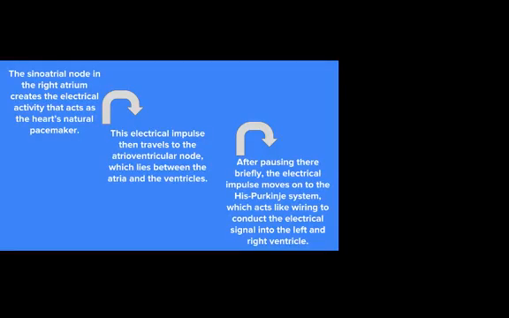The sinoatrial node in the right atrium creates the electrical activity that acts as the heart's natural pacemaker. This electrical impulse then travels to the atrioventricular node, which lies between the atria and the ventricles. After pausing there briefly, the electrical impulse moves on to the His-Purkinje system, which acts like wiring to conduct the electrical signal into the left and right ventricle. This electrical signal causes the heart muscle to contract and pump blood.